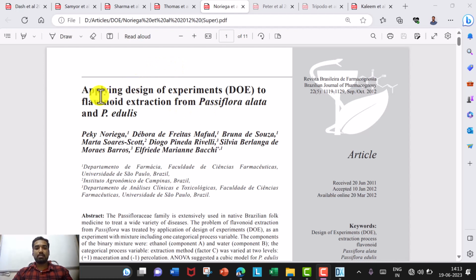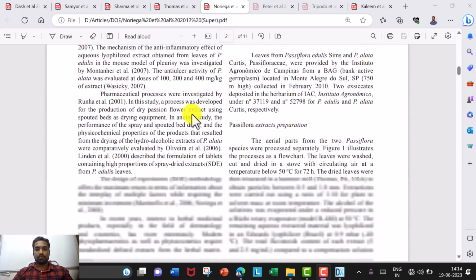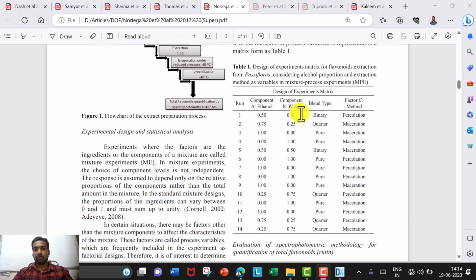So in this paper, applying a design of experiments, he mentioned the name of the design of experiments, to flavonoid extraction from Passiflora alata and edulis. Two fruits he took and optimized the extraction condition for flavonoids. Okay, let's see how he used it. He used three factors, A, B, and C. Three factors like ethanol, how much ethanol he took, and water.